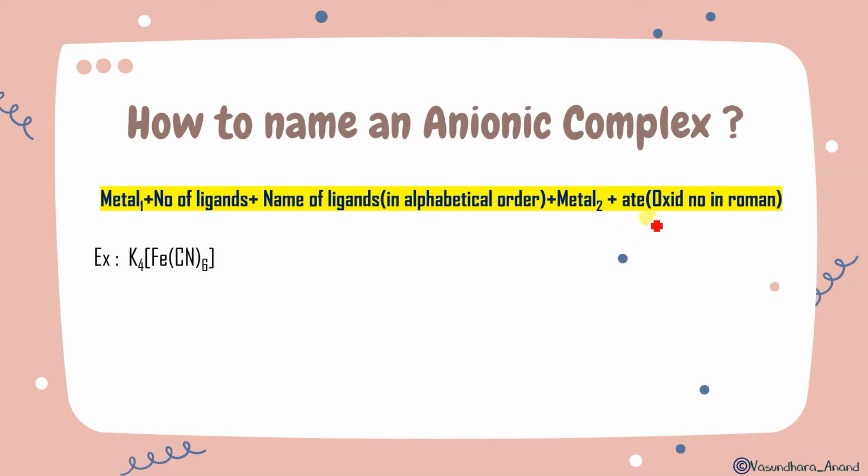So let's start with this K4[Fe(CN)6]. This is the most common coordination complex, and we are very well familiar with it. So how to name it? As I told you, for metal 1, you are not supposed to mention the number of the metal, whether it is 2, 3, 4, whatever. We will not write that, only metal 1. So that is potassium. K is potassium, and the number of ligands is 6, hexa. Name of ligand is cyano or cyanato. In some books you can get cyano, in some books you can get cyanato.